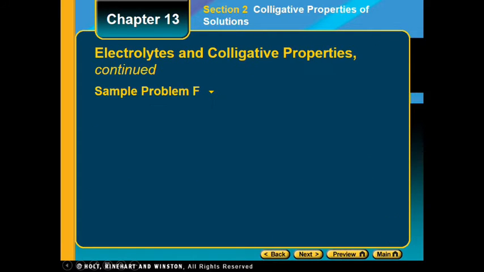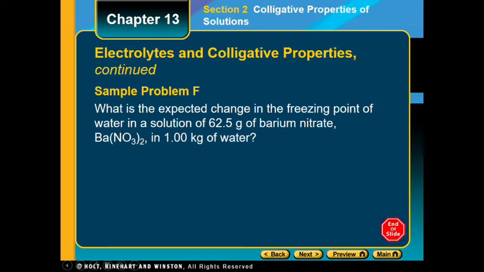So if we look at our example, make sure you get this example written down in your notes and any work that we do with it. You are going to need your molal freezing point, boiling point constants table that you should have a copy of by now. What's the expected change in the freezing point of water in a solution of 62.5 grams of barium nitrate in 1 kilogram of water? So again, solute in solvent.